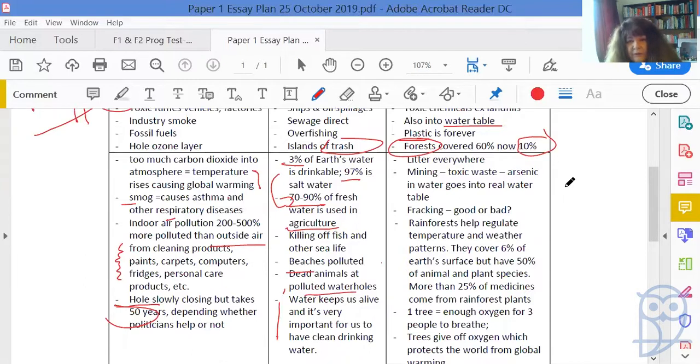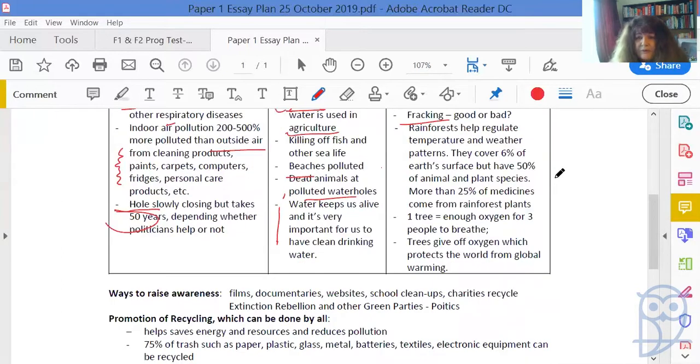And the third thing we looked at was land pollution. There's litter everywhere, toxic waste from mining, the arsenic in the water used to clean gold goes into the water table. Fracking, is that good or bad? Another item altogether. The rainforests, which help regulate temperature and weather patterns, cover 6% of the Earth's surface, but they actually have 50% of all animal and plant species there. So guess what? There's not going to be that many left.